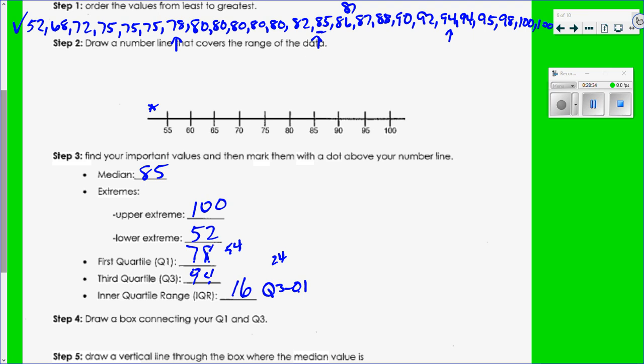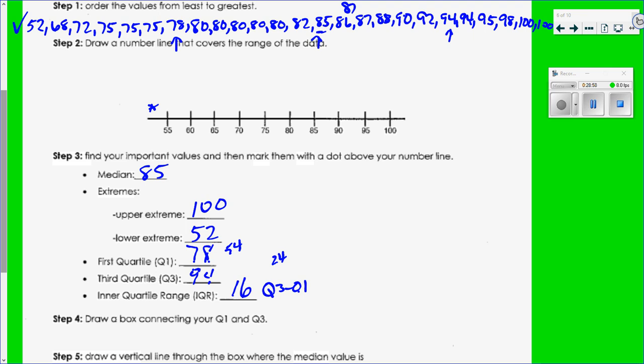Doing my outlier check. 16. What's half of 16? 8. That means I'm looking for a number that's 24 away from my Q1 or my Q3. So I subtract the 24 from 78. That gave me 54. Do I have a number lower than 54 in my data set? Yes. 52. That means 52 is an outlier.